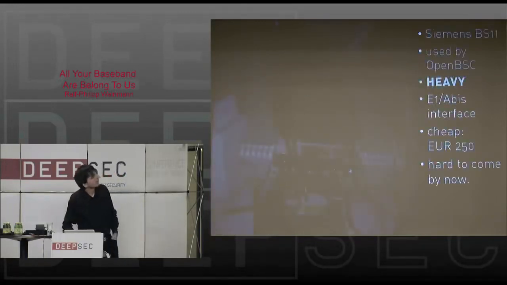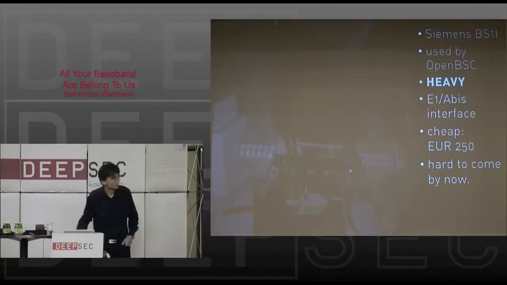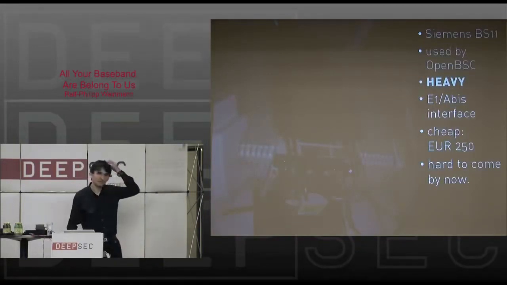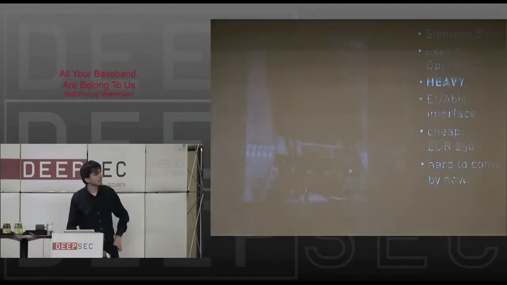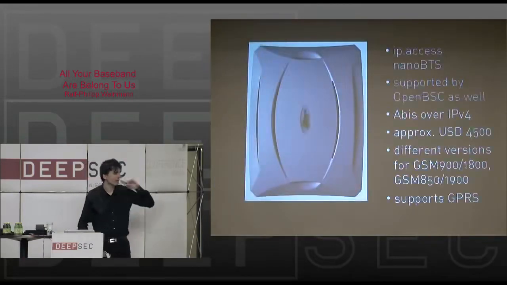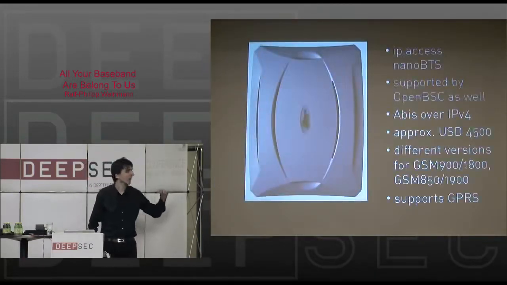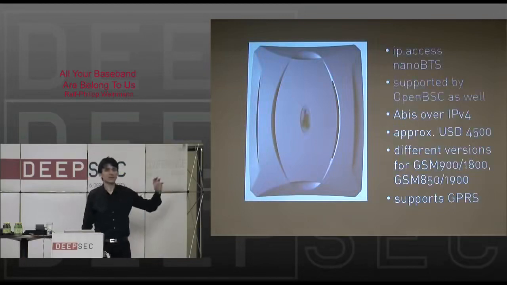This was one of the, oh, this is very dark. I think we should skip that. This was the BS11. Some of you may have seen that. That was one of the first things that was used with OpenBSC. These are the ip.access nanoBTSs. These are somewhat pricey, 4,500. The BS11 was cheap but very heavy, so you had to lug around 48 kilograms for 250 euros. Here you have something that's just, I think, a kilo, and that's 4,500.